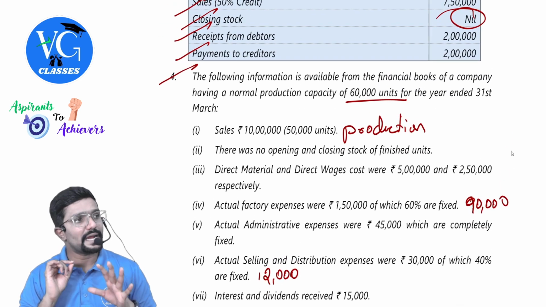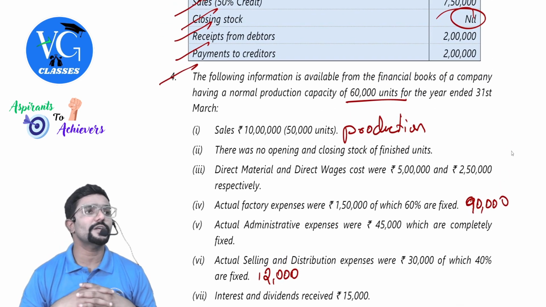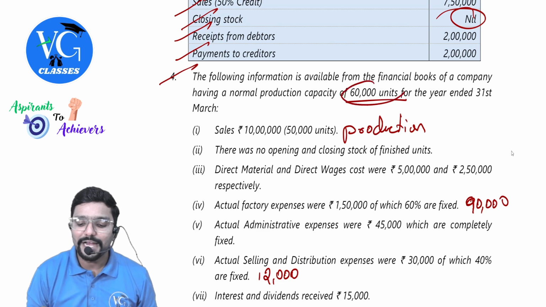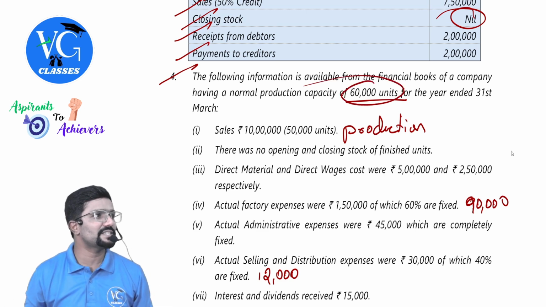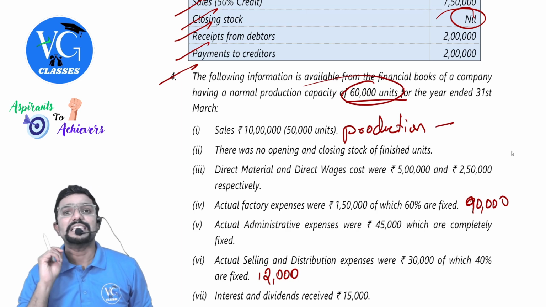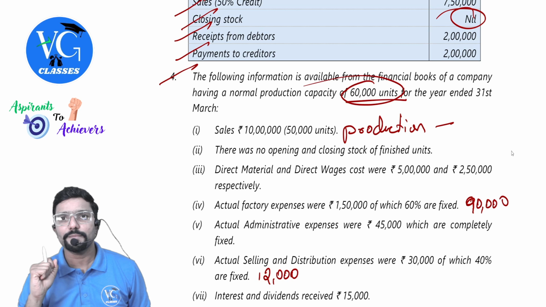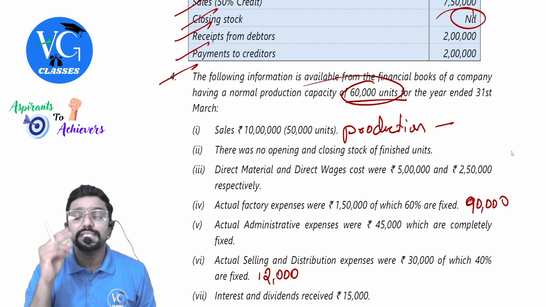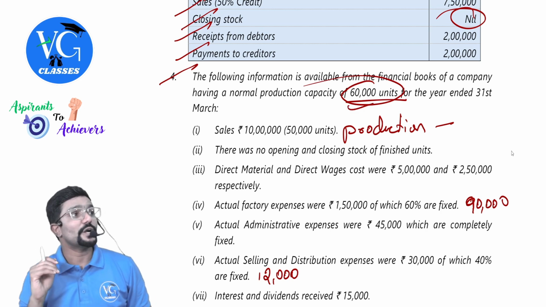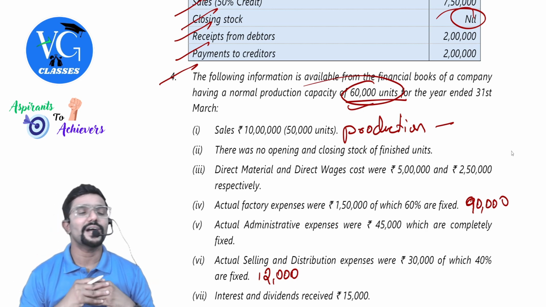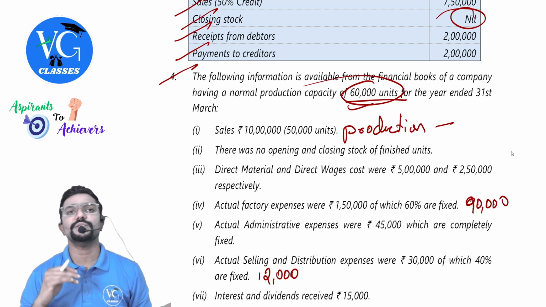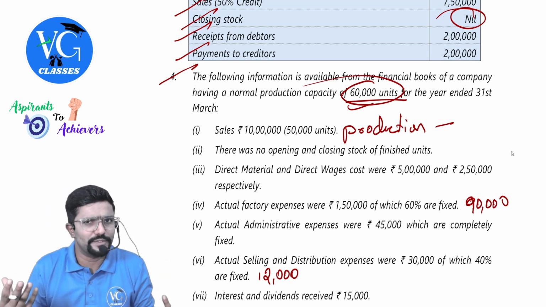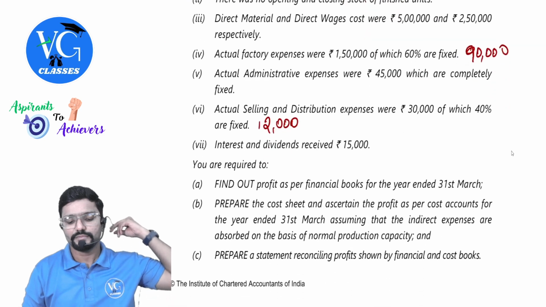Now tell me, under costing, will there be under absorption or over absorption? Under absorption. Why, sir? Because I had planned for 60,000 units. My capacity was 60,000, but we have produced only 50,000 units. While deciding the predetermined overhead rate, I considered 60,000 units, not 50,000. But while absorbing, I will absorb for 50,000 units. That means I have produced less, so I would have under absorbed, which is general. We will see that.